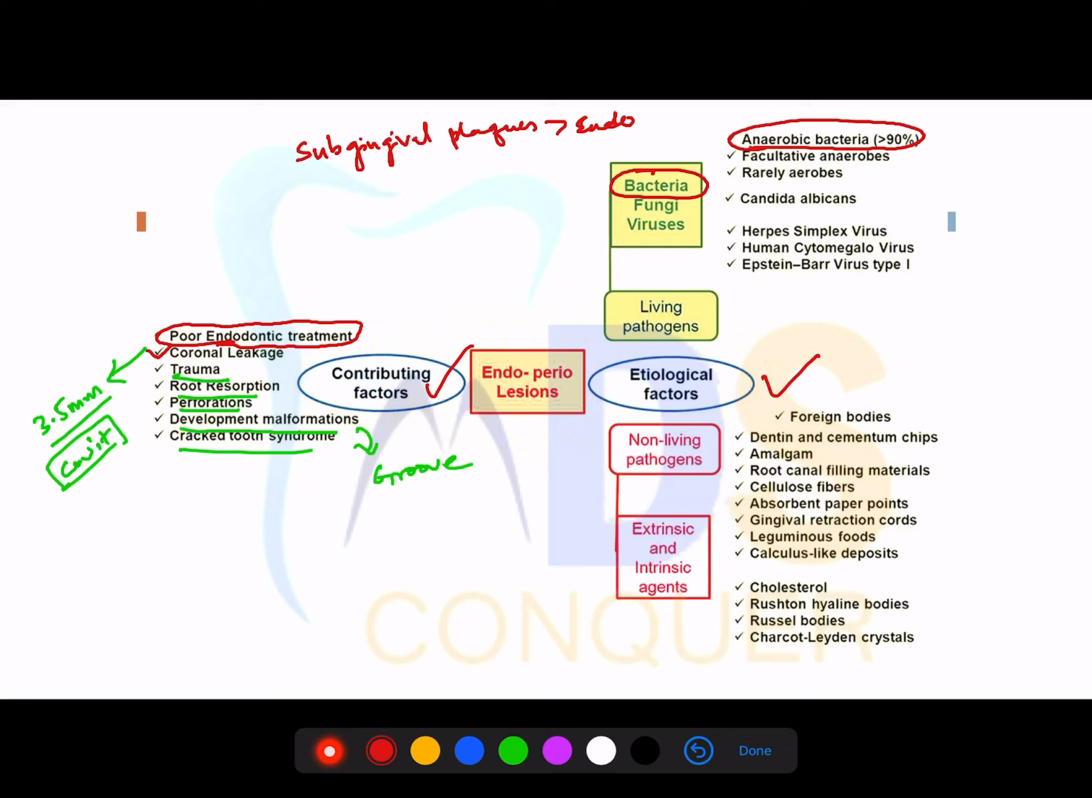And make a note of L forms. L forms of bacteria, we'll learn what these different forms of bacteria are. L forms of bacteria are present more in endo when compared with perio. You have your fungal infections, that is candidiasis. You have your viral infections, that is herpes simplex, cytomegalovirus, and Epstein-Barr virus type 1, which are associated with both endo and perio lesions.